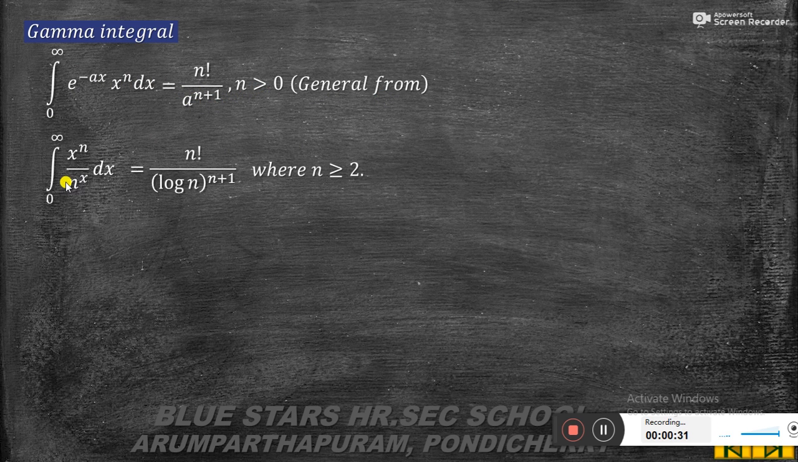Next, integral 0 to infinity of x power n by n power x dx equals n factorial by log n whole power n plus 1, where n is greater than or equal to 2. This is the gamma integral formula.